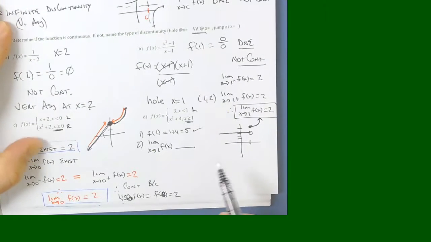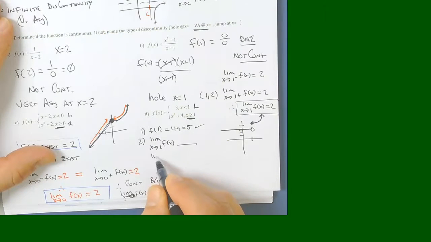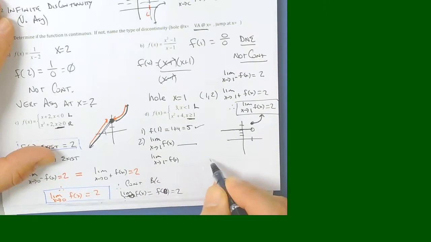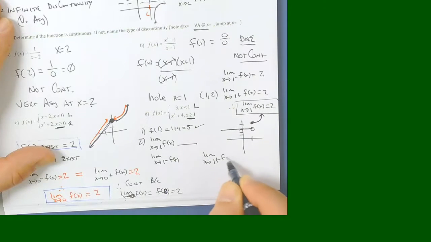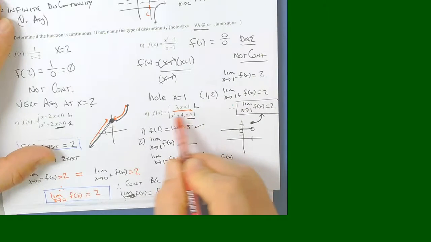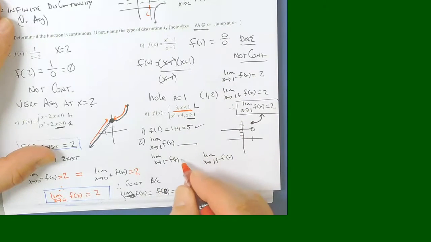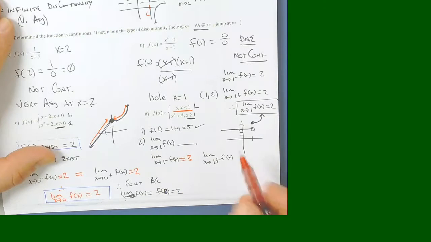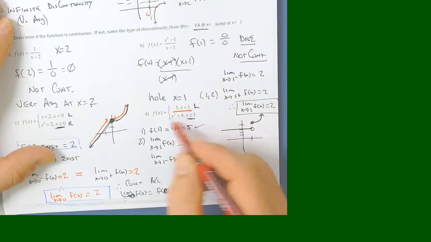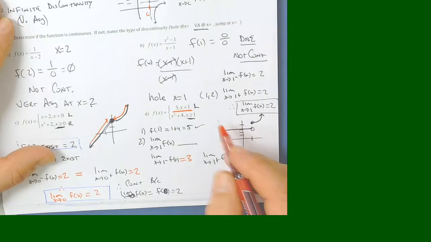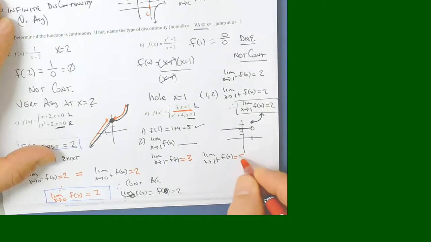Look at the left side. Limit as x approaches 1 from the left. Limit as x approaches 1 from the right. Left side, we come in on the 3 train. Right side, we come in on the x squared plus 4 train tracks. 4 plus 1 is 5.